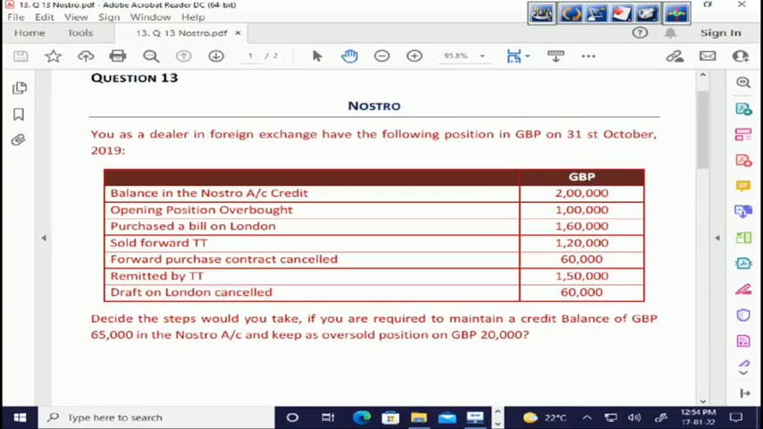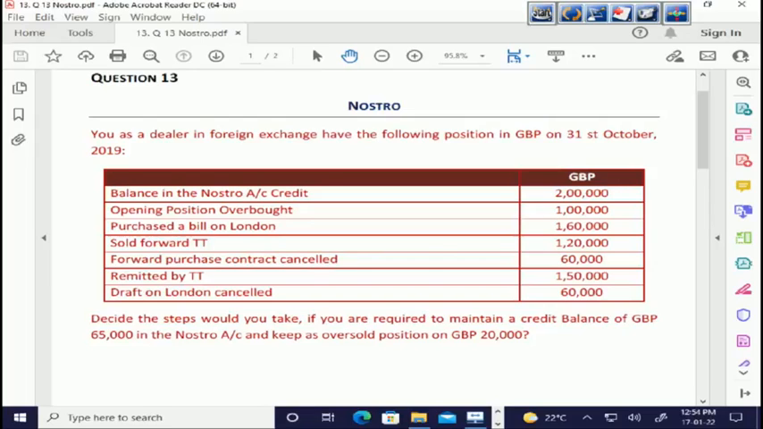Let's see what they want. Decide the steps you would take if you are required to maintain a credit balance of 65,000. So we don't want a credit balance of 50,000. We want a credit balance of 65,000. That means 15,000 has to be spot purchased. SBI should purchase 15,000 spot. Okay, that will make the account balance 65,000 perfect, but our position was 10,000 short.